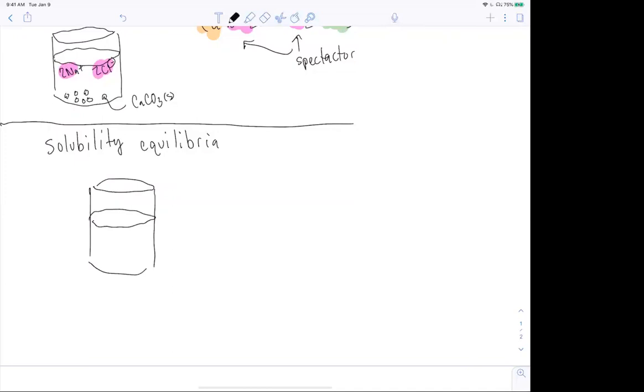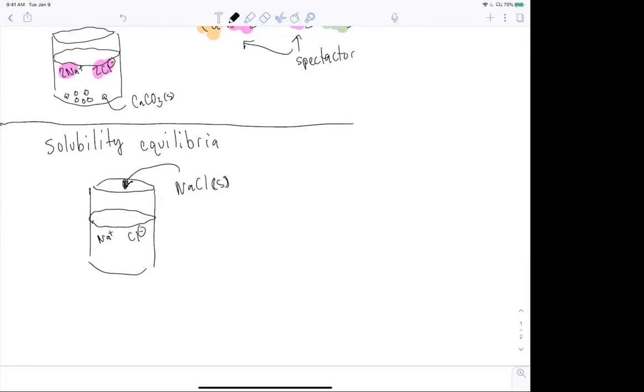If I take some salt, sodium chloride, it starts out as a solid, it's just table salt, and I keep putting it in water, and I stir it, and I stir it, and I stir it. For a long time, it'll just keep dissolving, and I'll just get more and more concentrated sodium chloride in the water.